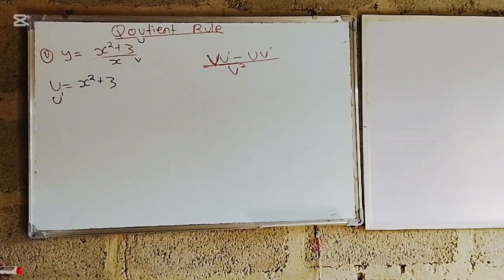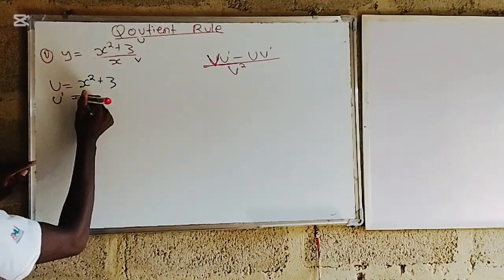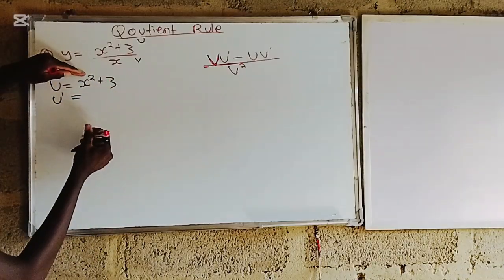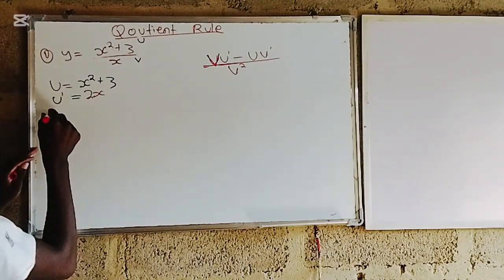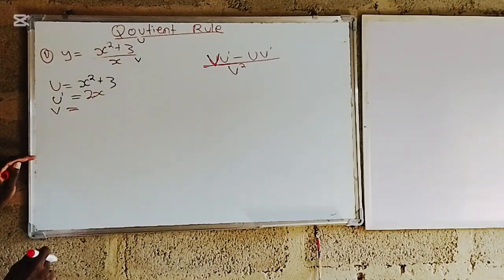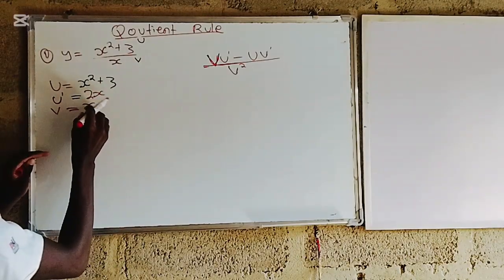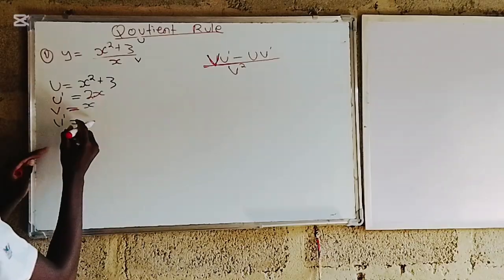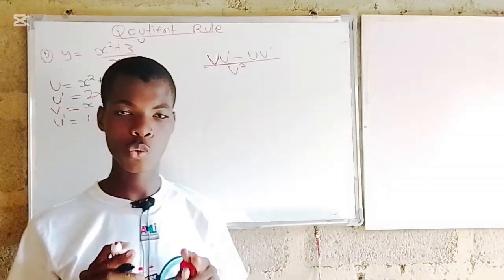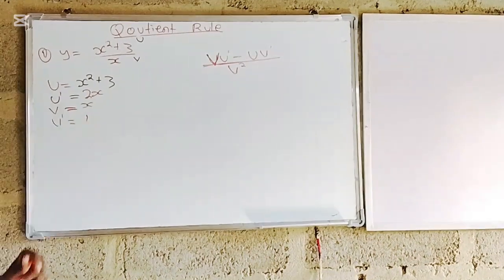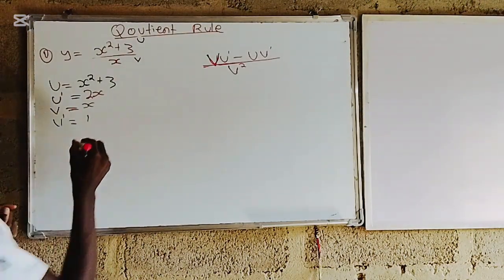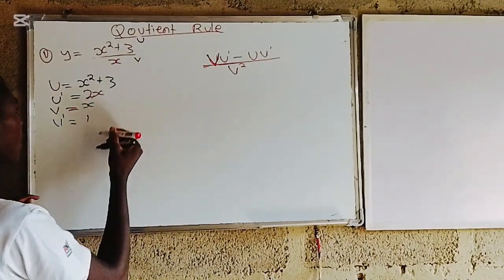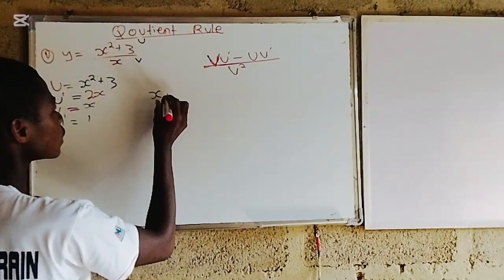U prime is the derivative of x squared, which is 2x, and the derivative of 3 is 0. The value of V is x, and therefore V prime is 1. The reason V prime is 1 is that the derivative of x is only 1.